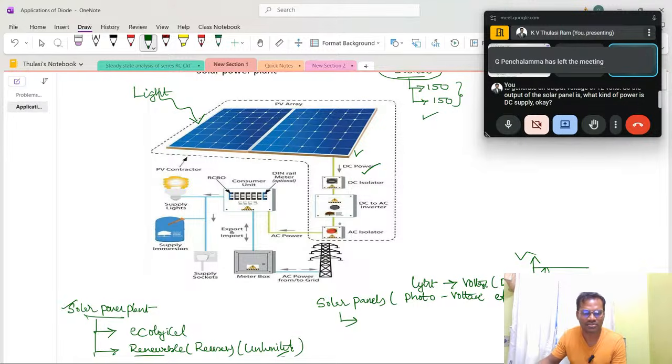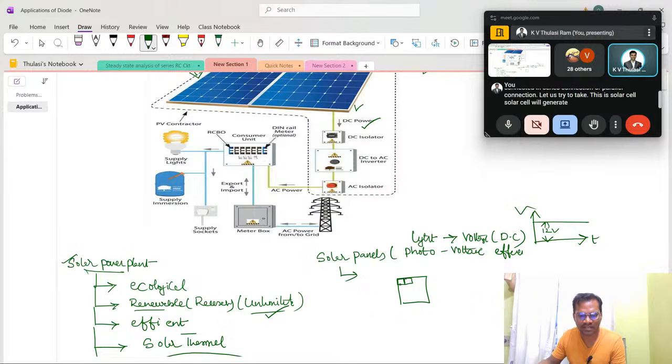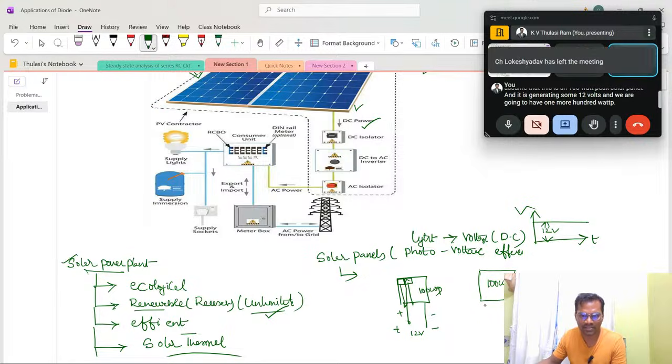Okay, and these solar panels may be connected in series or parallel connection. Let us take this as a solar cell. A solar cell will generate voltage, and all of these are connected in series, and ultimately the output of the solar panel is a DC supply. Let us assume this is a 100 watt peak solar panel generating some 12 volts, and we have one more 100 watt peak solar panel. It has positive polarity and negative polarity.